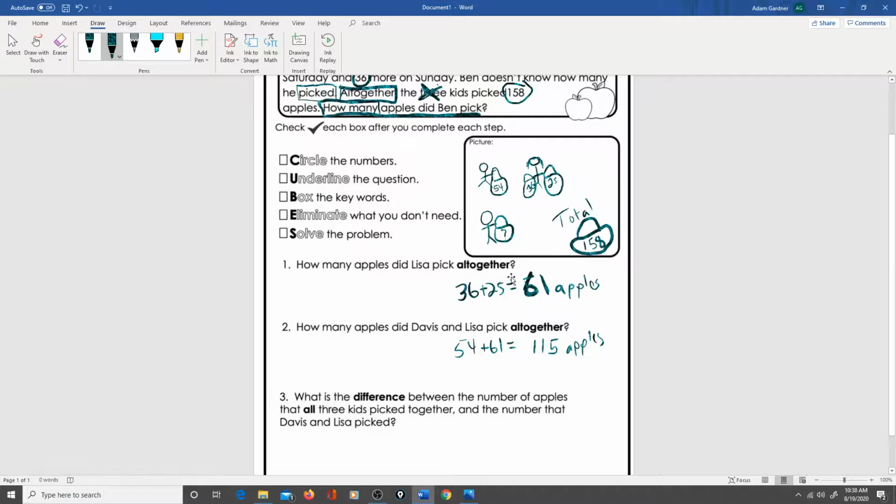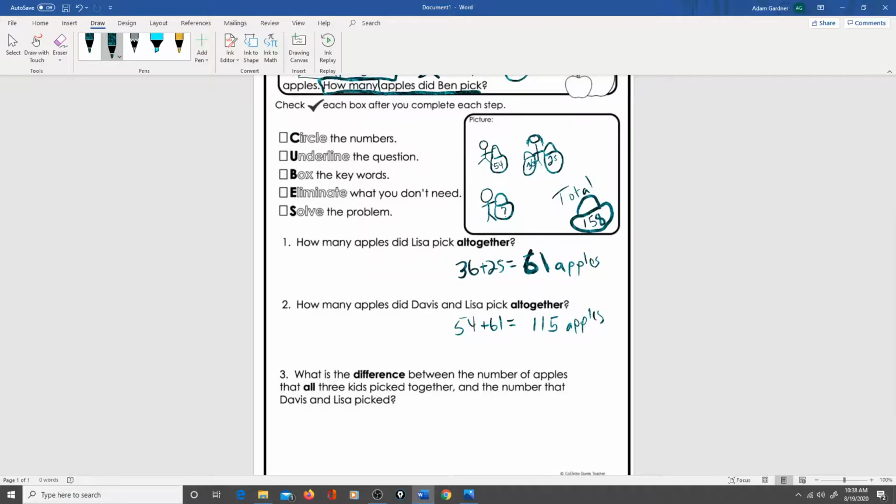Here's another word problem, right? What is the difference between the number of apples that all the kids pick? So again, we don't have any numbers in here. Our numbers are scattered around here. But we do have a question, and we do have a key word here. What is the difference? So we want to box that because that's a key word, and all three together. So these are all keys to what we're doing in this problem.